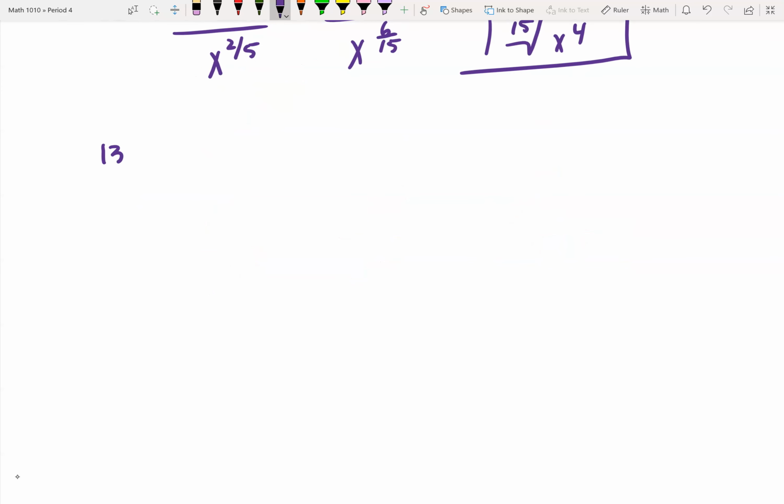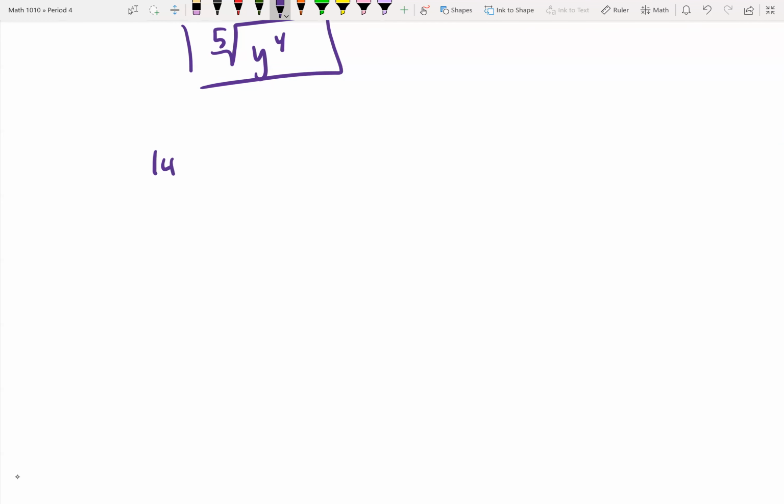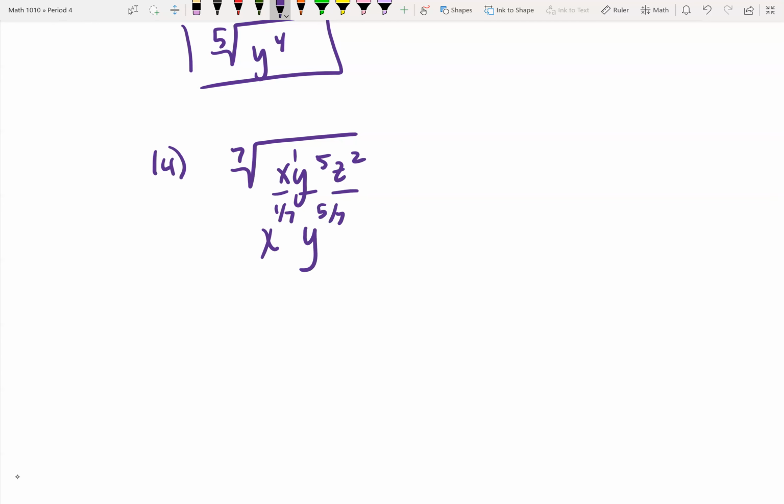Okay, question 13, again, same idea, write it in radical form. So it's the 15th root of y to the 4th. You should look if you can simplify. I don't have enough y's, so can't do anything. Okay, question 14, 7th root of this. So guys, this is going to have an exponent, that's going to have an exponent, that's going to have an exponent. So the x is to the first, so you have an x to the 1 over 7. And then you have a y to the 5 over 7. And then you have a z to the 2 over 7. That's your answer. That's all you do.